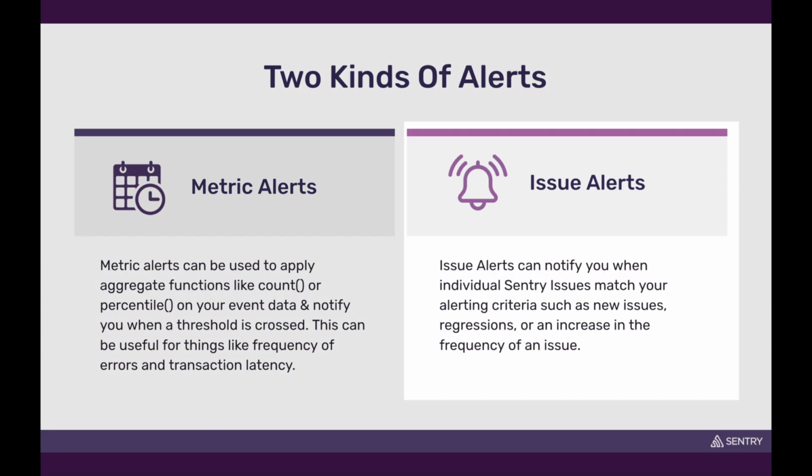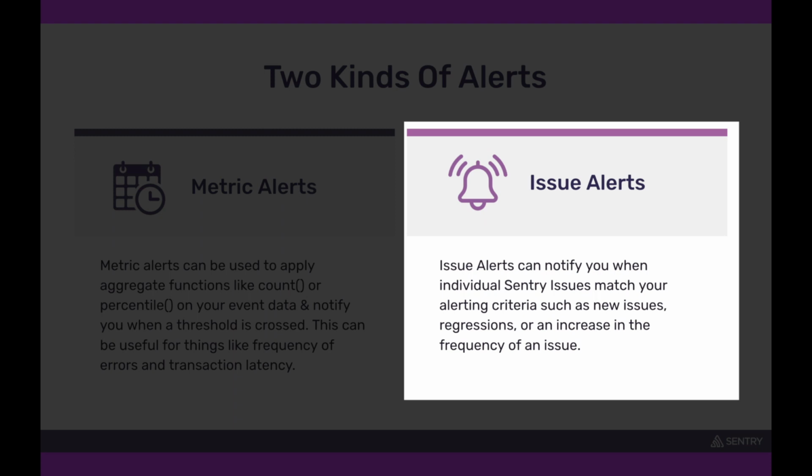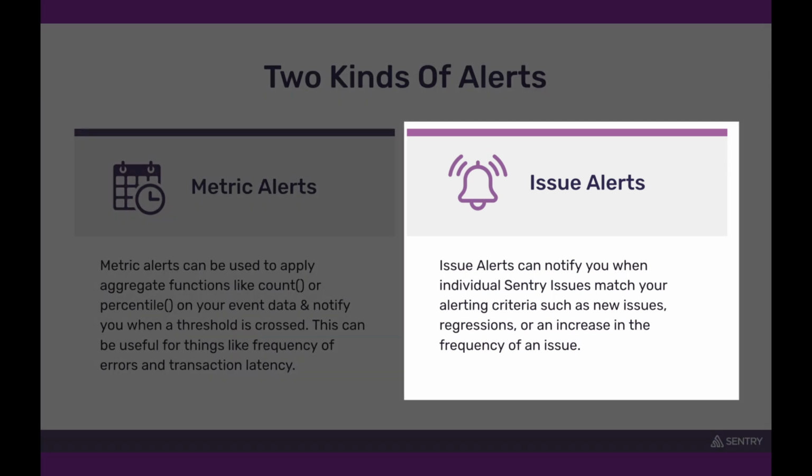Now let's shift gears and focus on issue alerts. To recap, issue alerts tell you about changes in individual issues, such as when a new issue is created. Every time an event is captured by Sentry, the issue alert rule is checked, and if the conditions are met for the issue corresponding to that event, the alert fires.